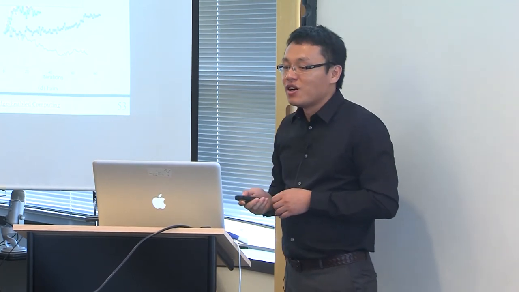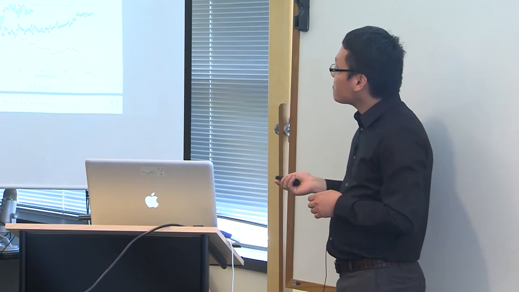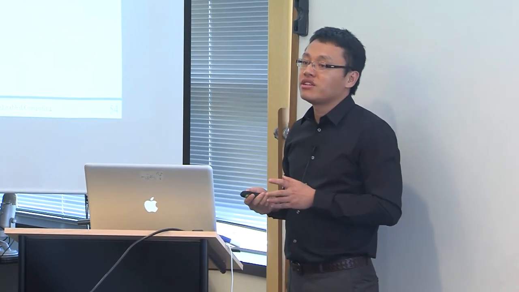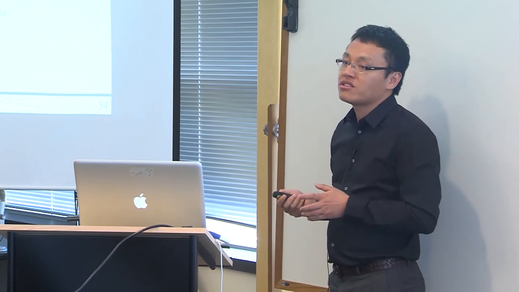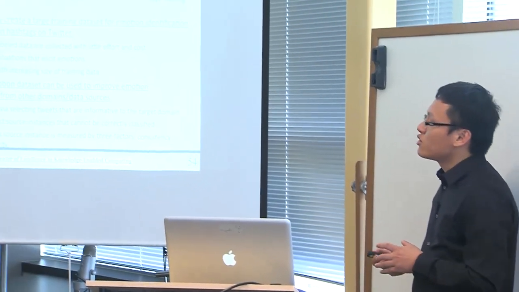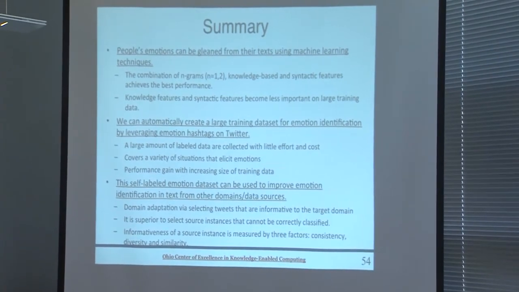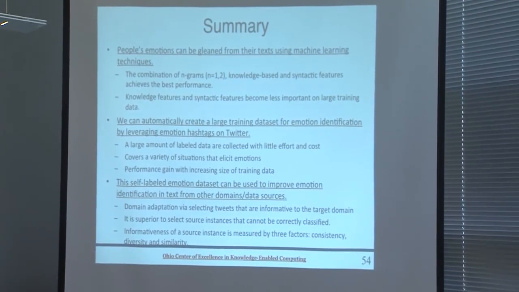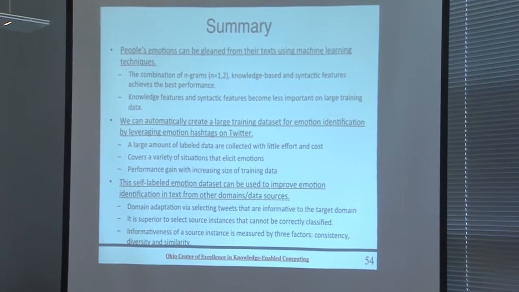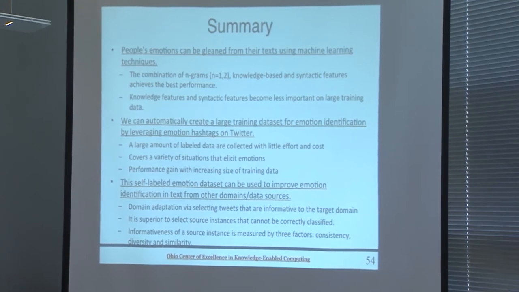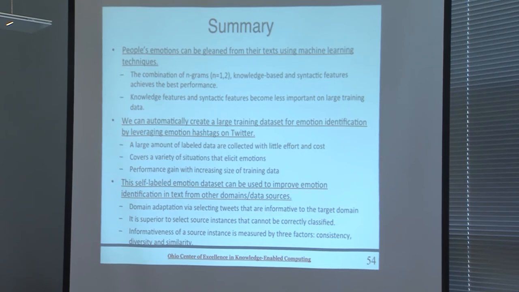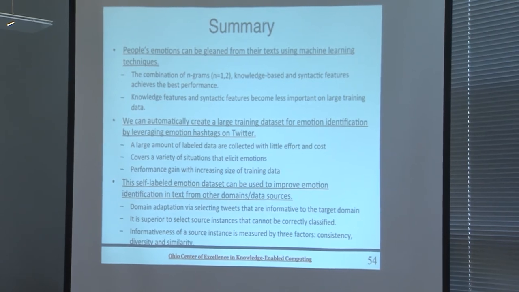Okay, in summary, I've shown that we can glean people's emotions from text using machine learning techniques. I've also shown that we can automatically create a large amount of self-labeled data from social media. For domain adaptation for emotion identification, we can select informative tweets to improve emotion identification. It is more beneficial to select informative tweets from misclassified tweets. And we define informativeness as the multiplication of three factors.